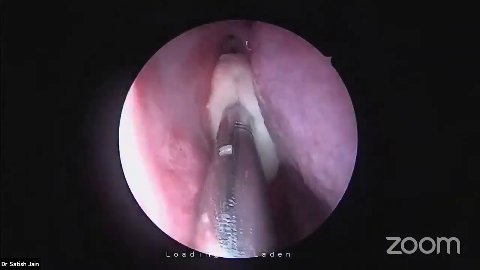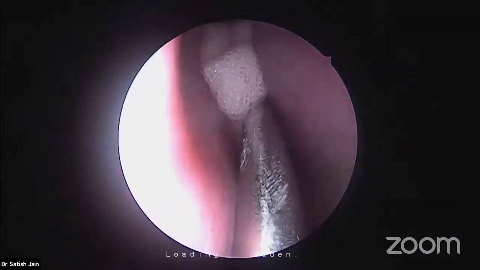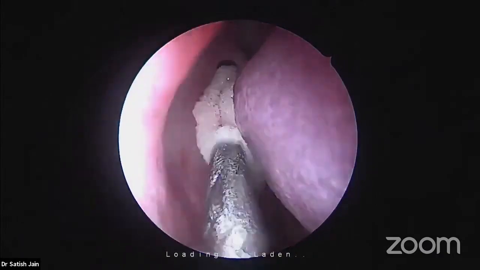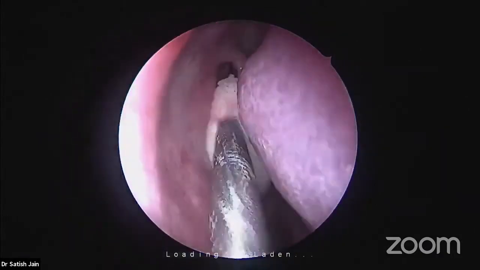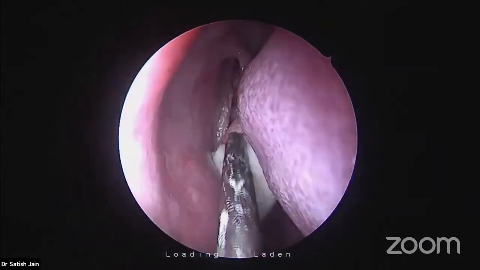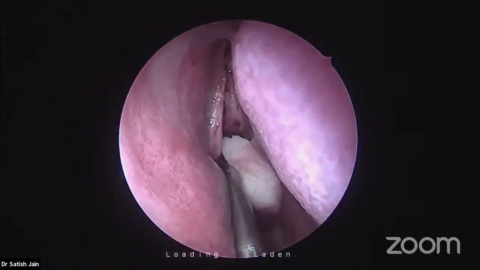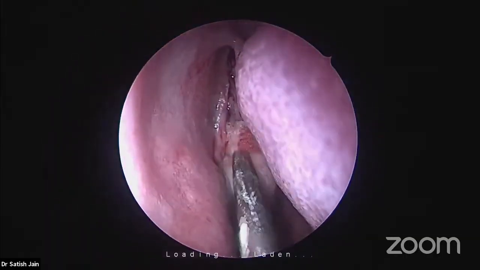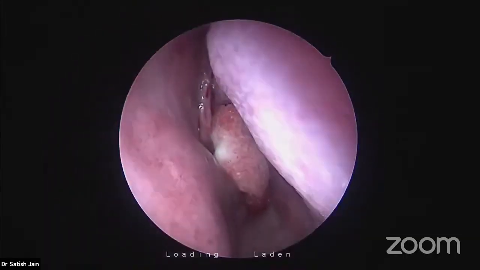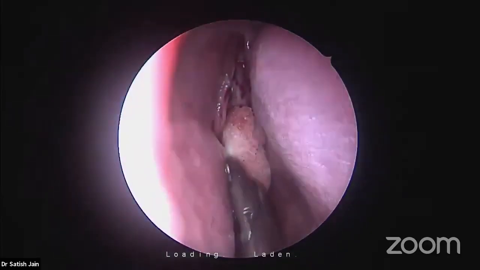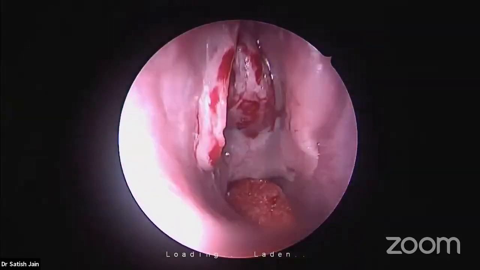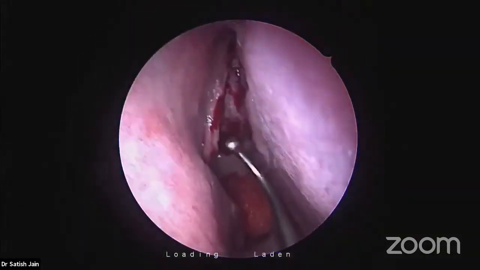And you must be able to identify it properly as well, because in the beginning, if you are disoriented, you are likely to cause a complication by entering into the orbit or elsewhere, because the uncinate has the closest anatomical relationship with the orbit. Immediately lateral to the uncinate is the orbit. I will show you. So that is important. Now where to go, how to remove?